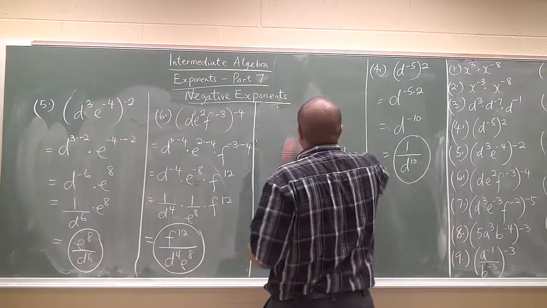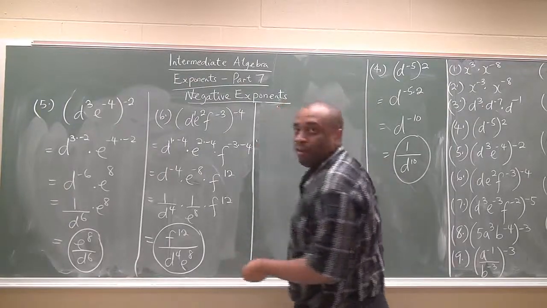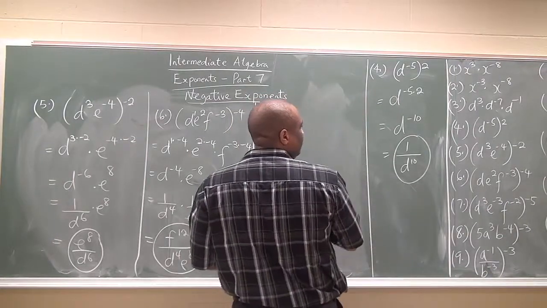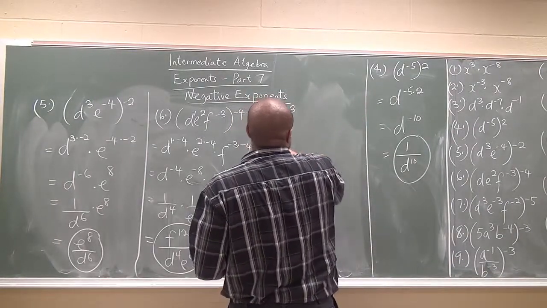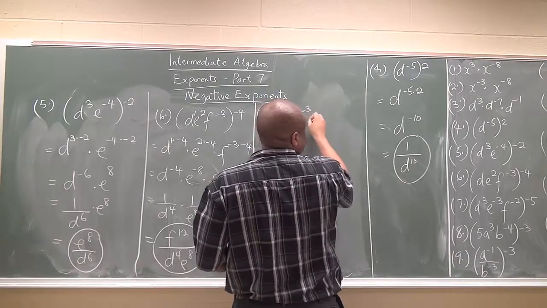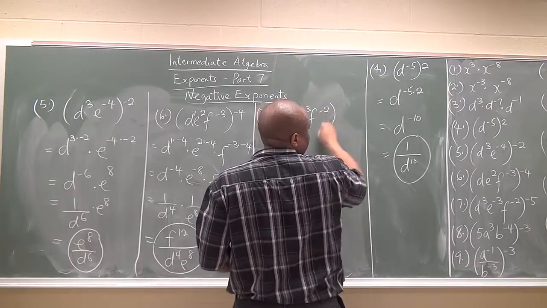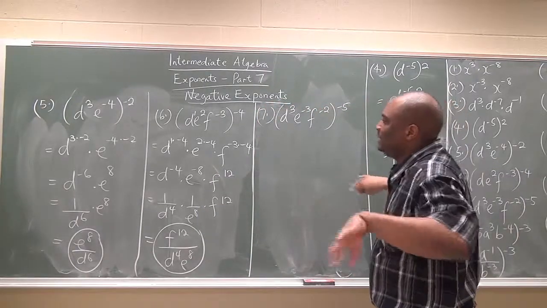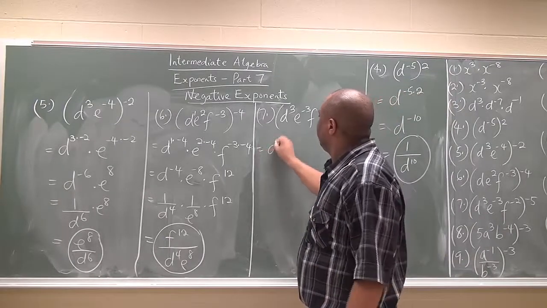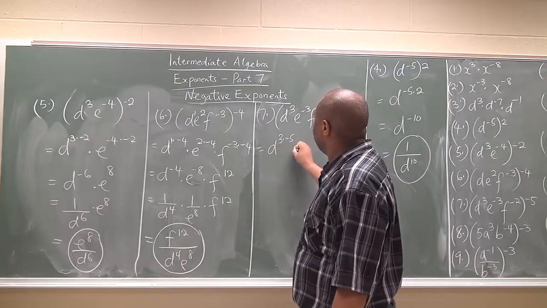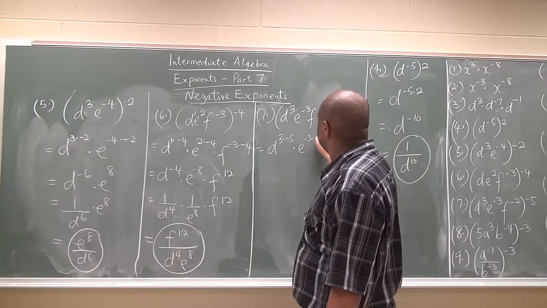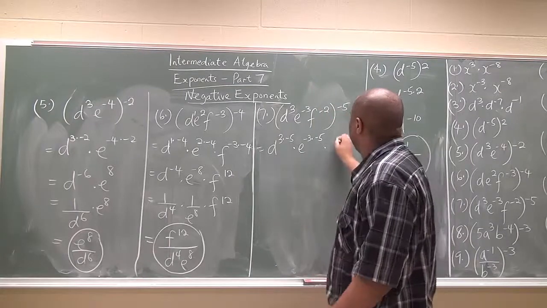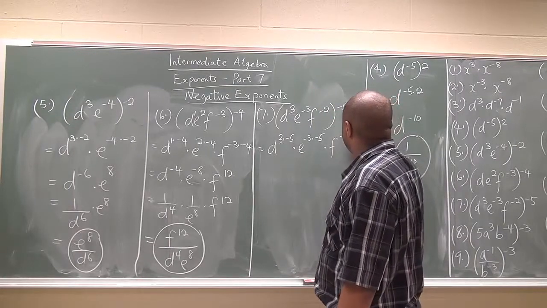Question 7. We are moving on. We have more of this: d to the 3rd, e to the negative 3, f to the negative 2, all to the negative 5. So let's dissociate. This is d to the 3 times negative 5, times e to the negative 3 times negative 5, times f to the negative 2 times negative 5.